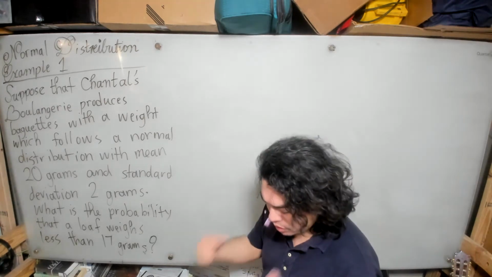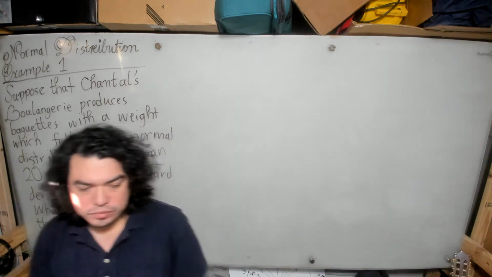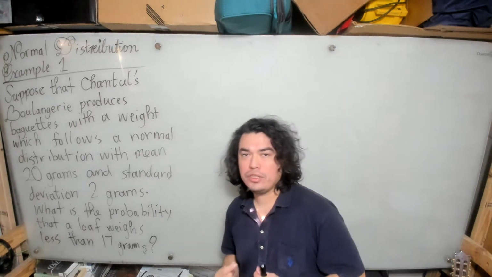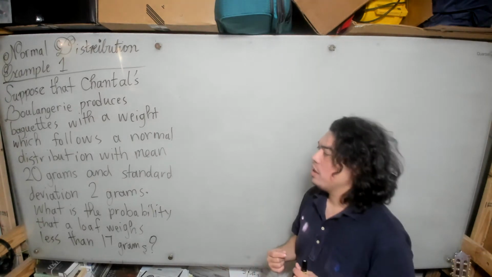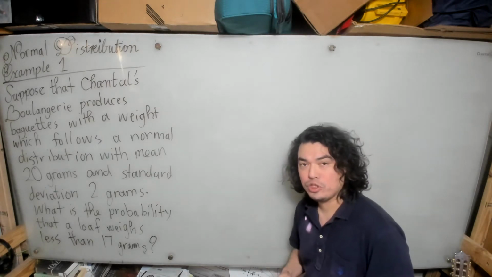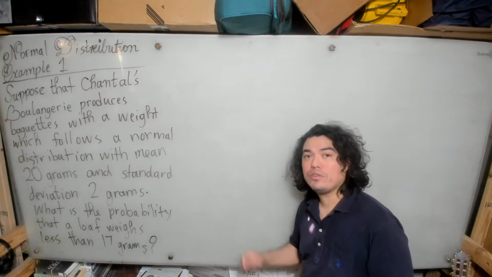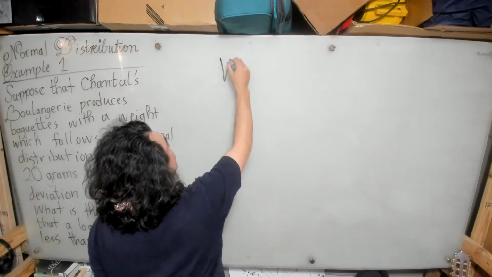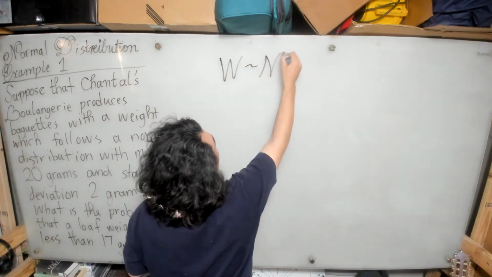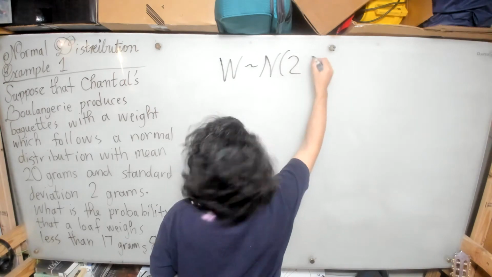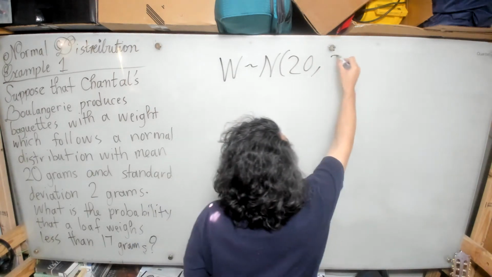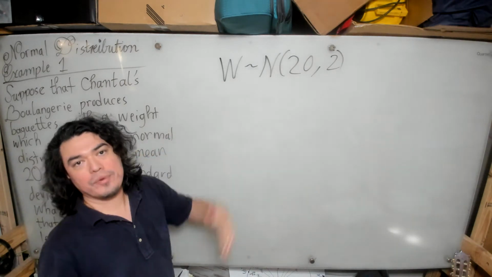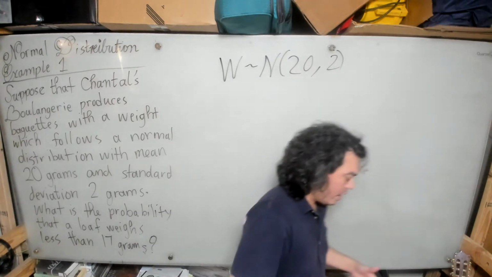Okay. The first thing I want you to realize is that we know that the weight of the baguettes made at Chantal's Boulangerie follows a normal distribution, but not the standard normal. It follows a normal distribution with mean 20 grams and standard deviation 2 grams. Or in other words, the weight is a normal distribution with mean 20 grams and standard deviation 2 grams. Okay? I want you guys to be comfortable with this notation. And here I'm using W to represent the weight. Okay? And of course, this makes sense.